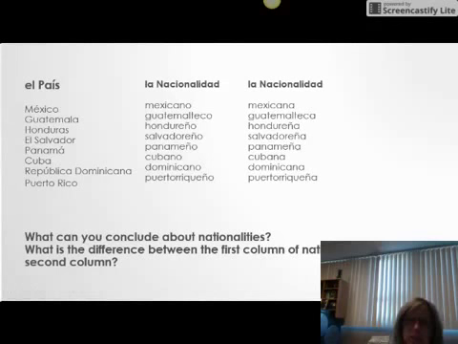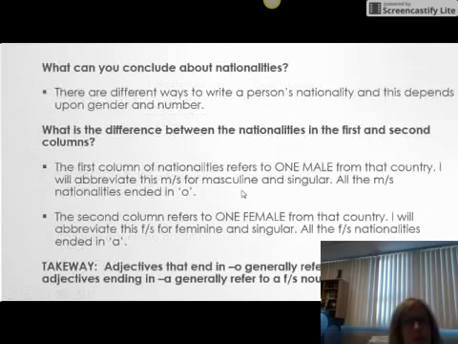What that is reflecting is that the nationality that ends in an O is referring to one male that is Mexican, for example, or one male that is Cuban, cubano. Over here we see the column that reflects a single female, that is Puerto Riqueña or Dominicana. So she's Dominican or she's Puerto Rican. The takeaway is that when you see an adjective, which a nationality is, that ends in an O, that generally refers to a singular masculine noun. And conversely, if it ends in an A, it's generally a feminine singular noun.